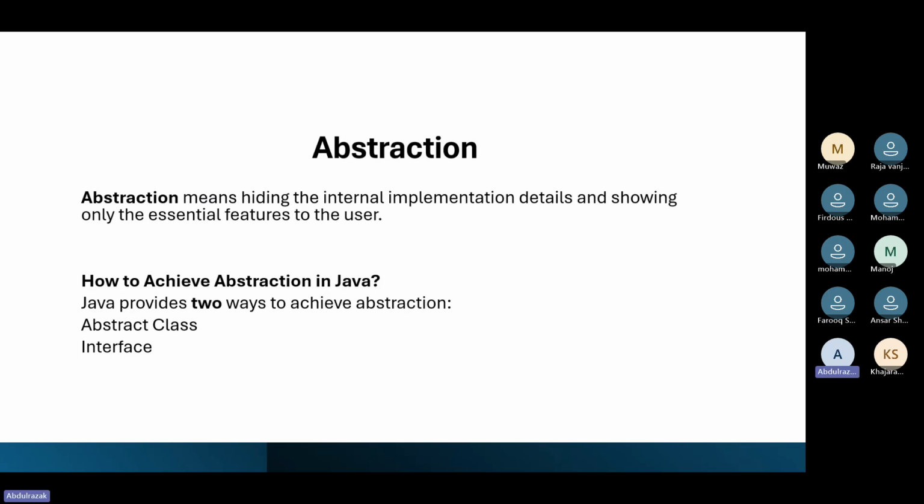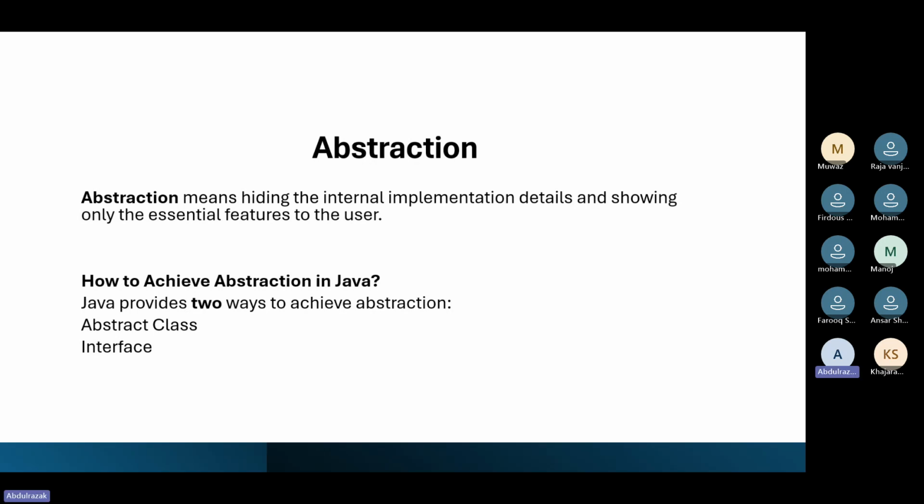After that, we discussed abstraction. Abstraction means hiding the internal details and showing the essential functionalities. Correct, right? So in one class we define a method, and we implement it in another class. There we write our logic.